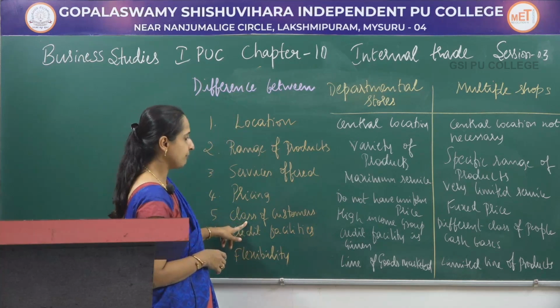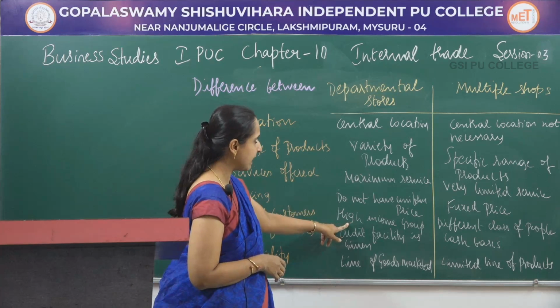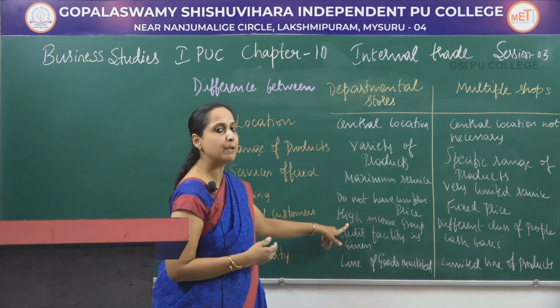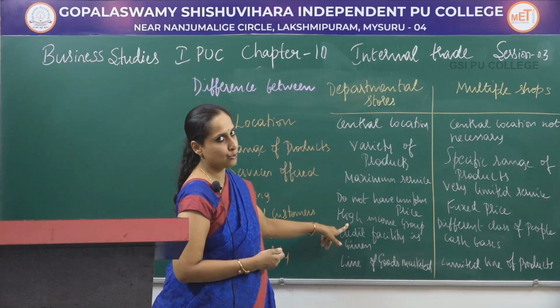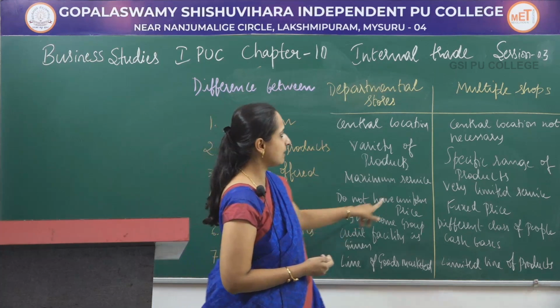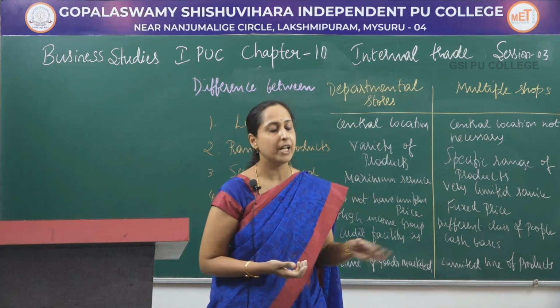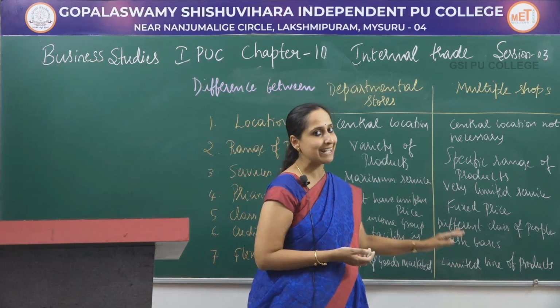Next is class of customers. Here you can find a high income group in departmental stores. High income group people come to departmental stores to shop, whereas when it comes to multiple shops, you can find different classes of people. It also attracts people of the lower income group.